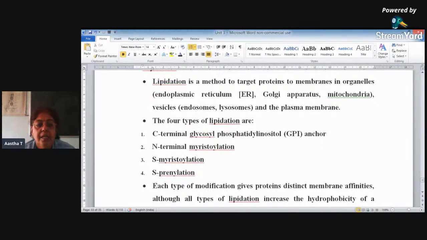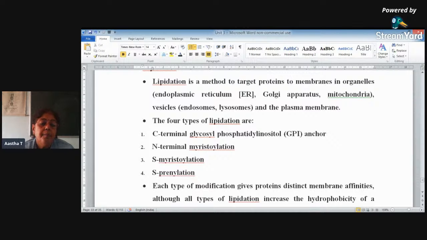Lipidation is addition of lipid molecules to the target proteins, and these proteins will be located in the membranes of various organelles like endoplasmic reticulum, Golgi apparatus, mitochondria, endosomes, lysosomes, plasma membrane. The proteins are attached to these, and they can undergo lipidation. So there are 4 types of lipidation mechanisms. First, the C-terminal glycosyl phosphatidyl inositol anchor, called the GPI anchor. At the C-terminal the lipids will be attached.